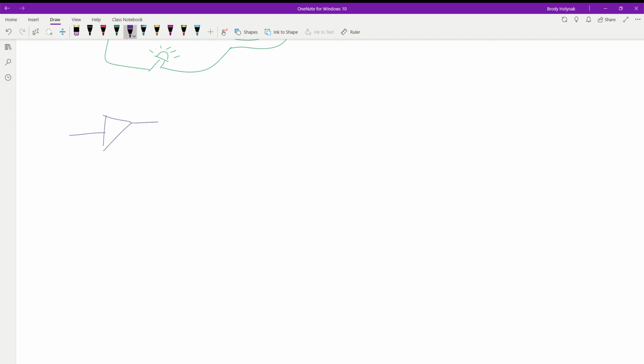The next type of diode we have looks like this. Like that. This diode is called a Schottky diode. Now, a Schottky diode works the same as a regular diode with a couple of exceptions.